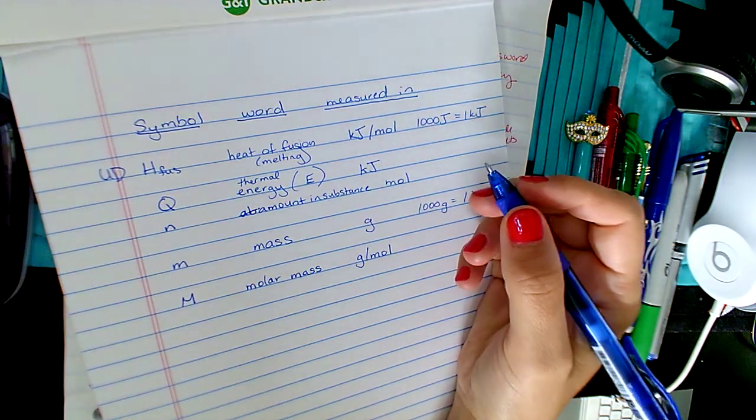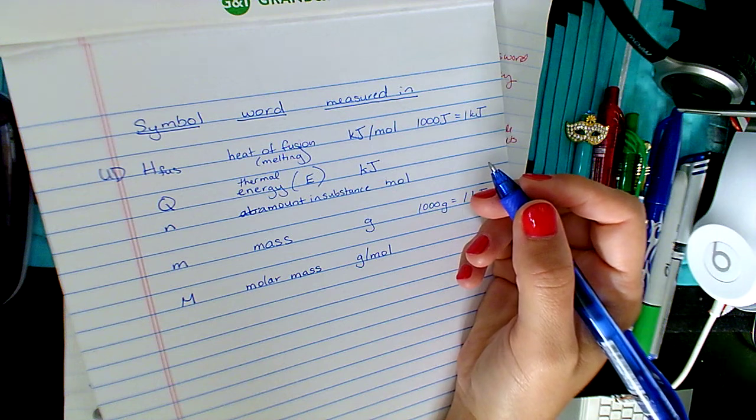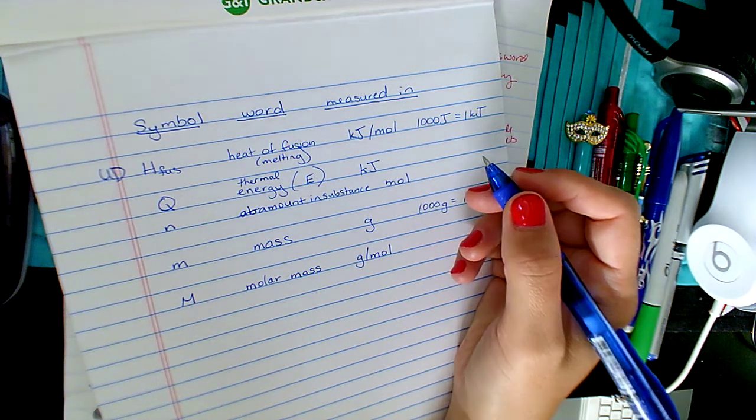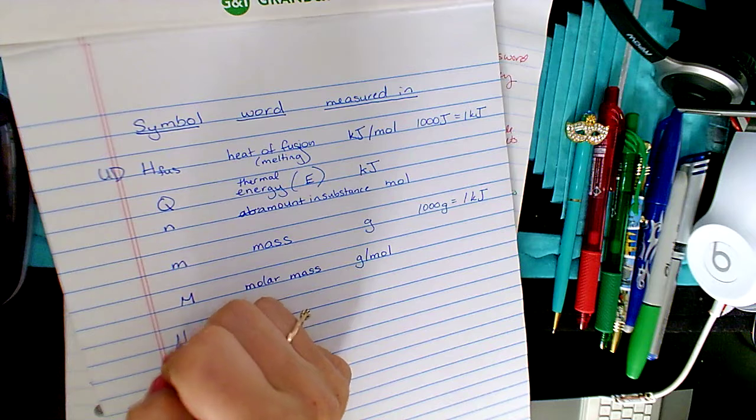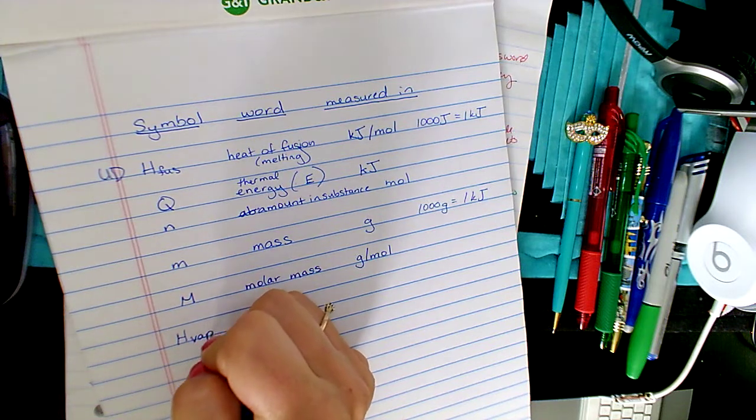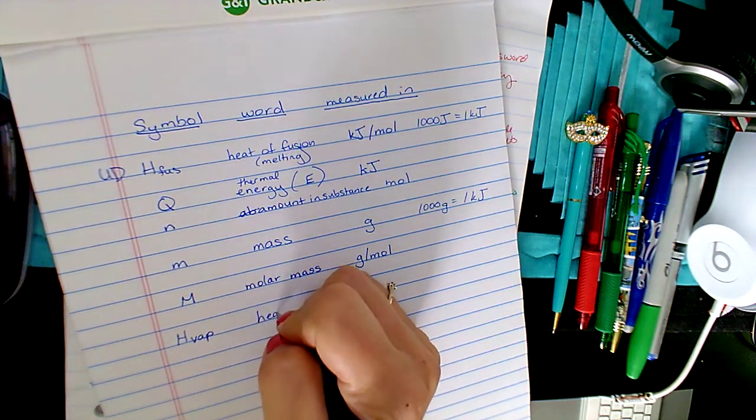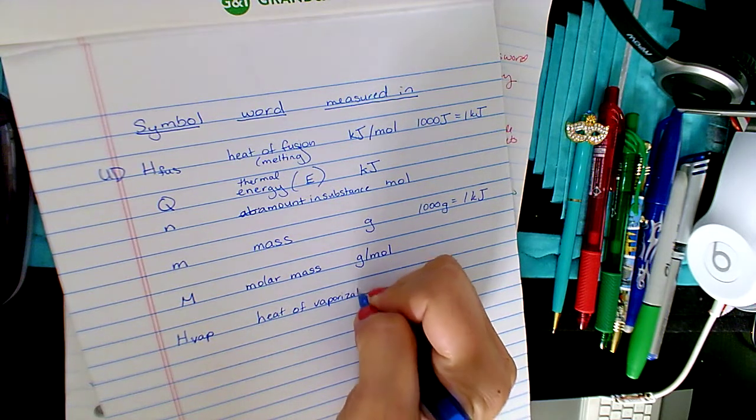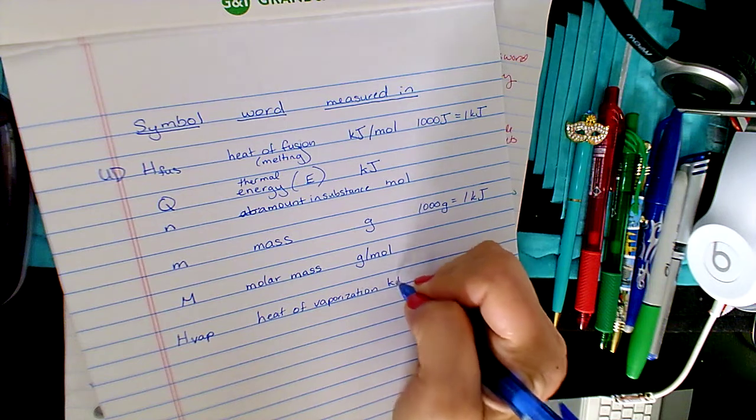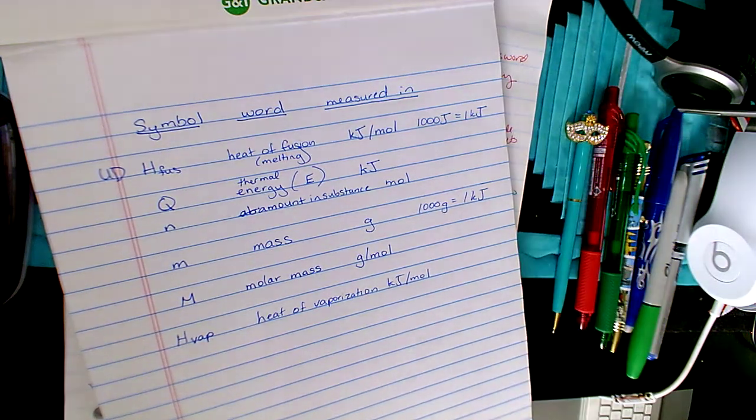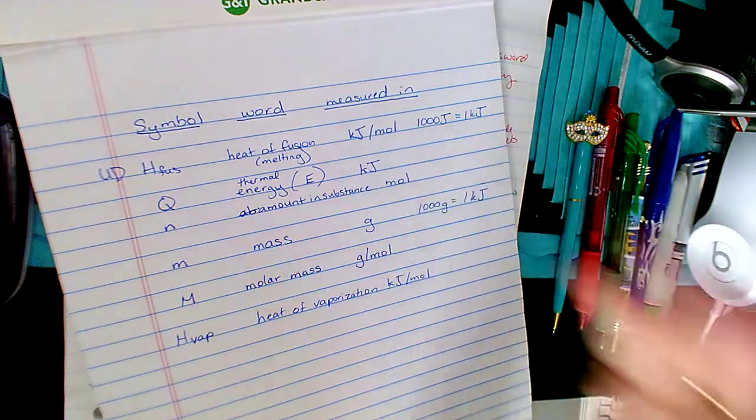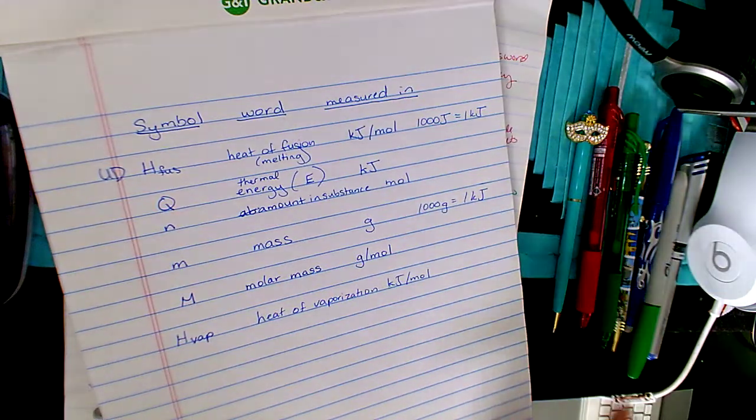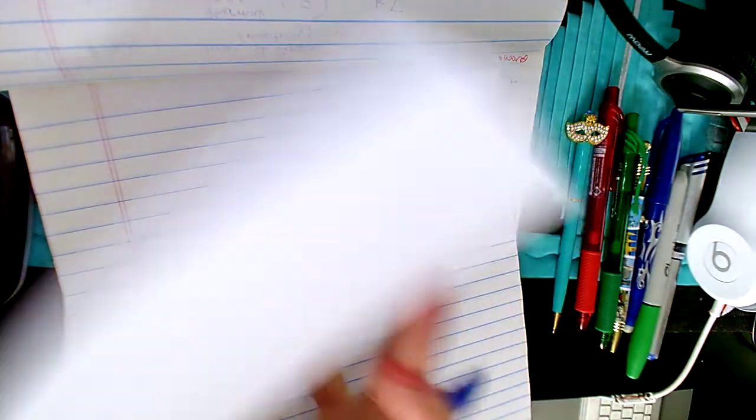You're also going to want to make yourself a formula sheet. So we're also going to put heat of vaporization while we're at it, and this is going to be in kilojoules per mole too. Now I have a little flip book thing. Maybe you're operating out of a notebook. Save yourself a couple pages because we are going to have a lot of formula words.